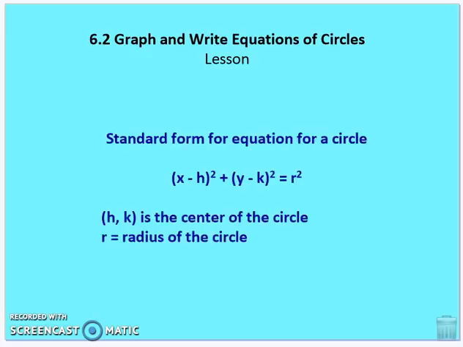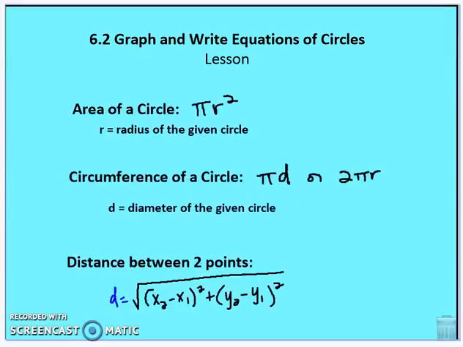All right, so I'm going to go ahead and give this to you straight away. There are two forms of circles that I want to give to you today. The first one is standard form for an equation of a circle: (x minus h) squared plus (y minus k) squared is equal to r squared, where (h, k) is the center of the circle and r is the radius. So now we're going to go ahead and derive that formula.